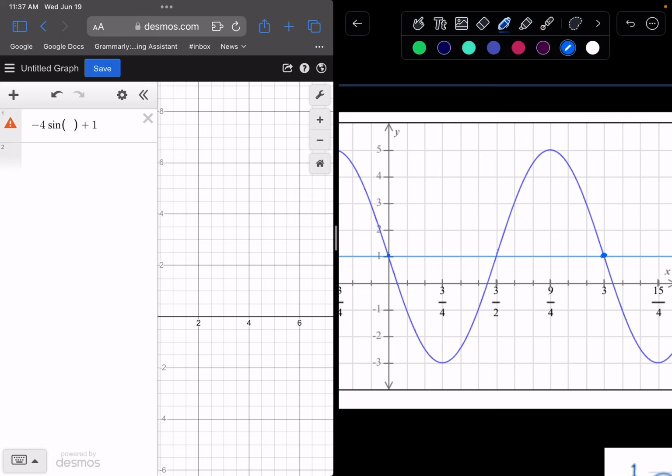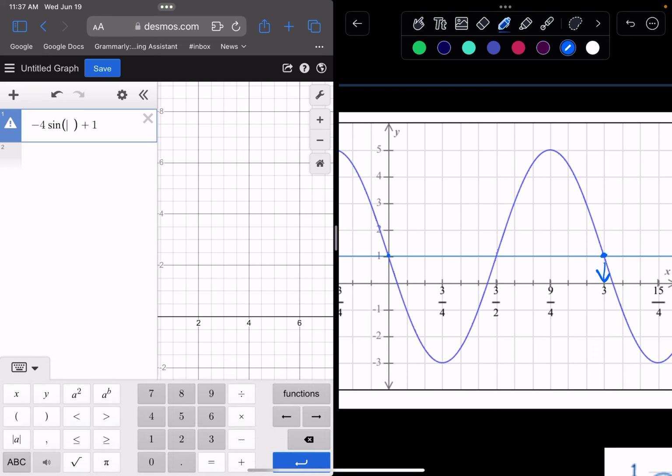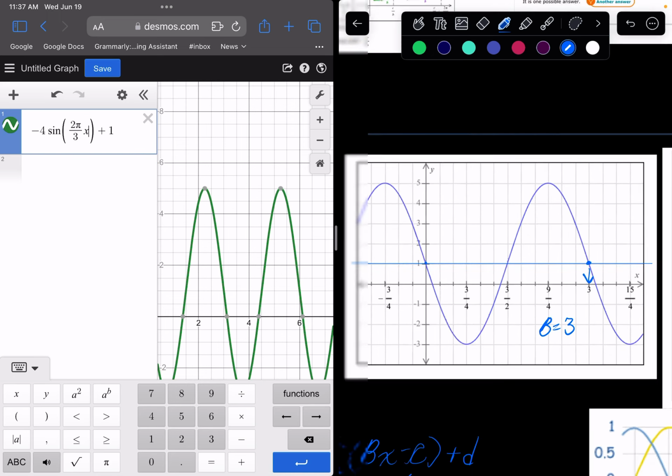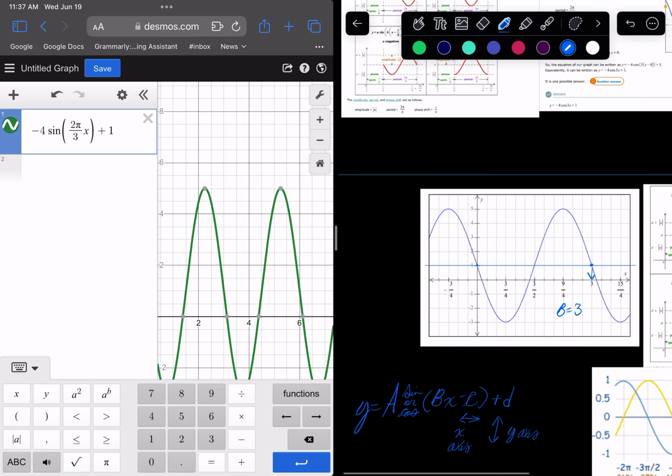So from that we can see it's 3. And to find a period you want to do 2 pi over 3. So 2 pi over b. B in this case is 3. So 2 pi over 3. And then you want to put x to graph it.